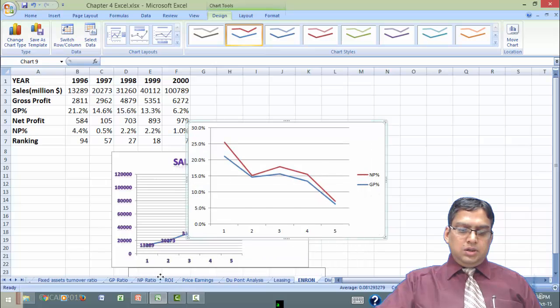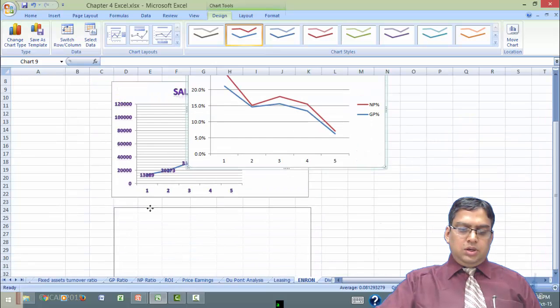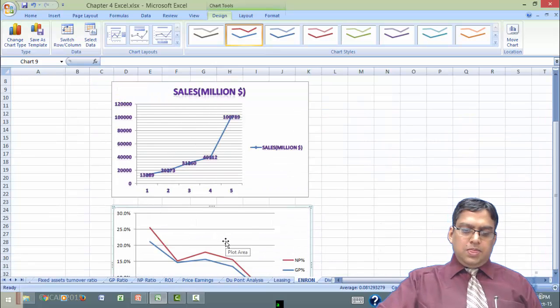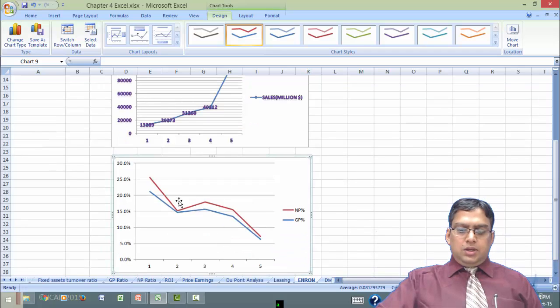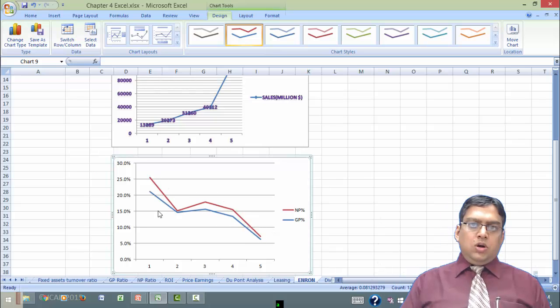Line scattered chart, stacked chart, sorry. That is a gross profit and net profit lines. According to your first year, your last year gross profit and net profit is decreased. That is the analyzing case of Enron case.